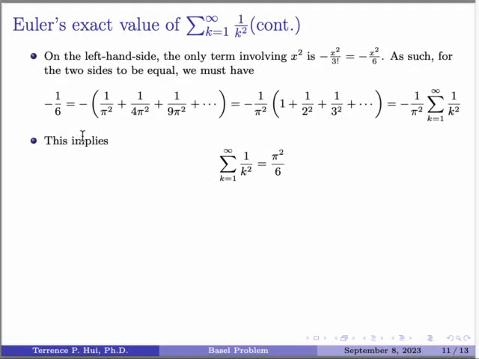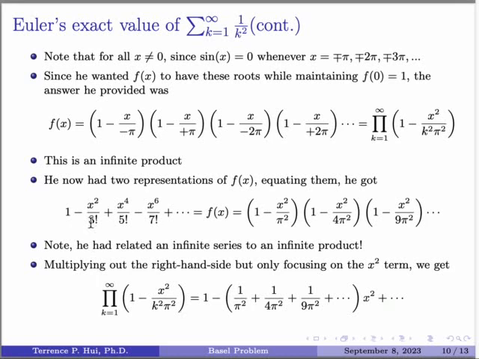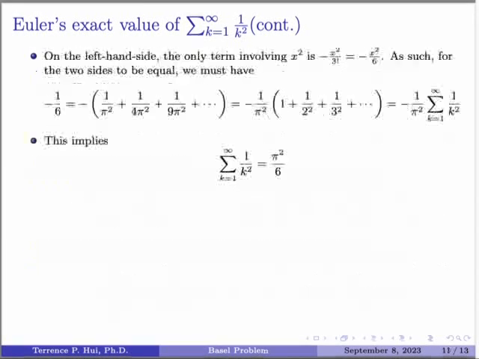Now, looking at this infinite series, you say, hey, what is the square term? What is the coefficient of x squared? It is minus 1 over 3 factorial. Looking at this infinite product, what is the coefficient of x squared? It is minus this infinite series. They must be the same. So therefore, negative 1/6, remember, because the x squared term on the series side is minus 1 over 3 factorial, which is minus 1/6.